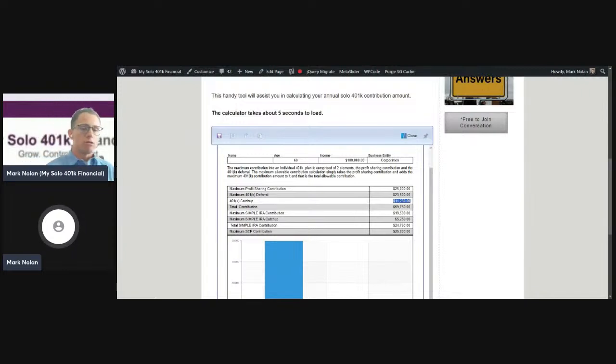$59,750 in Roth solo 401k contributions for tax year 2025, consisting of $25,000 employer Roth solo 401k funds, $23,500 in employee Roth solo 401k contributions, and $11,250 in solo 401k employee Roth catch-up contributions.